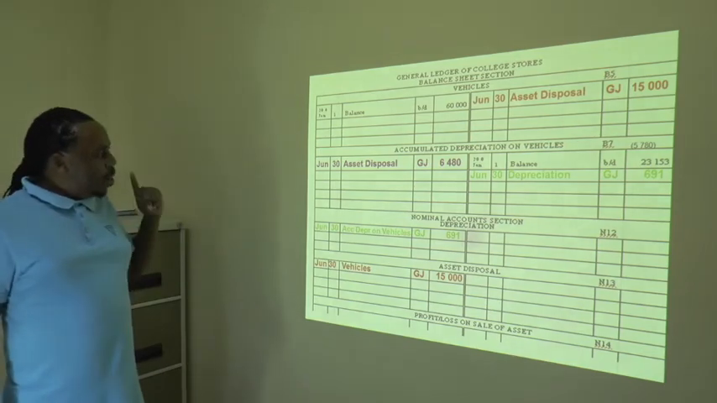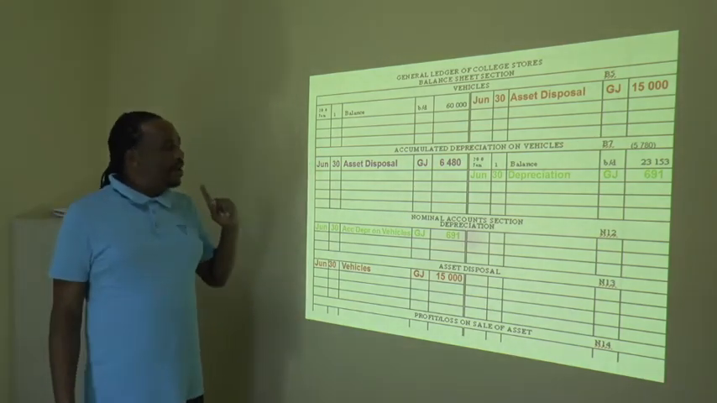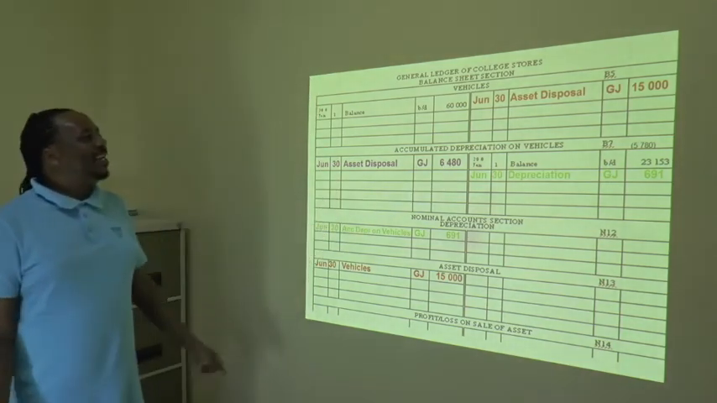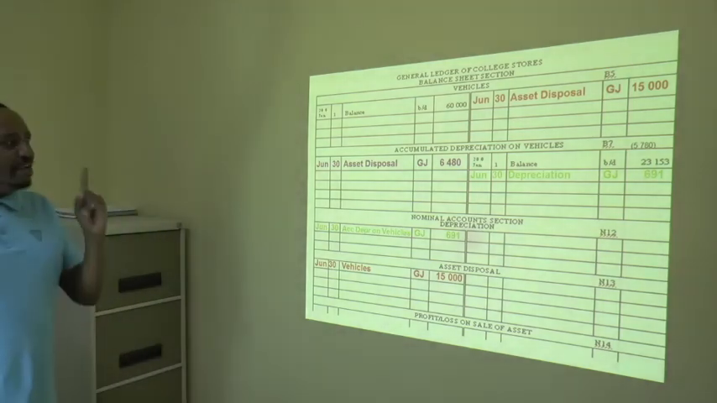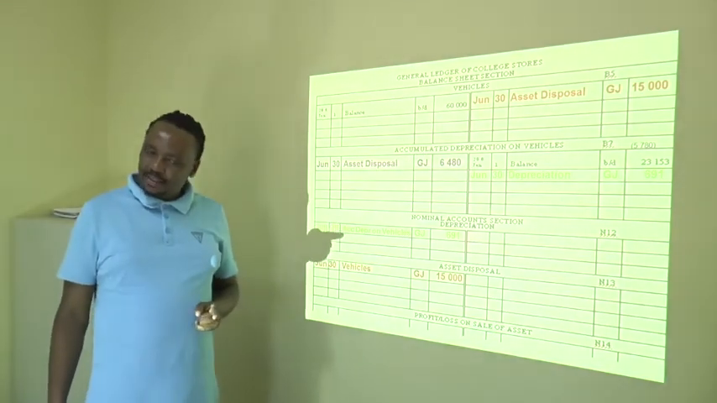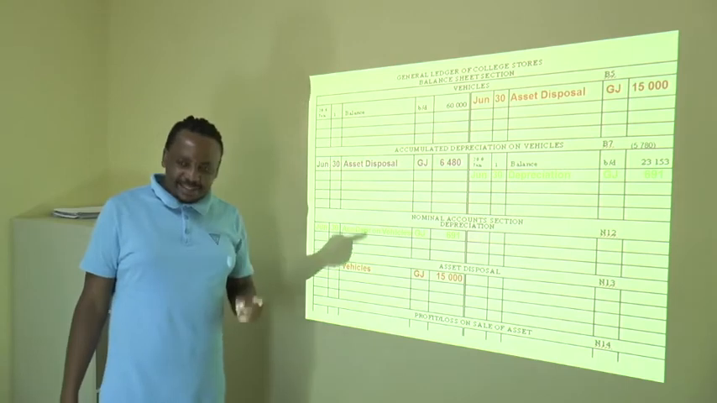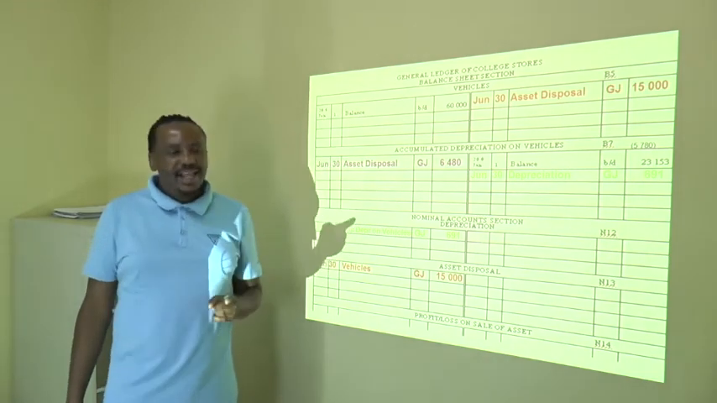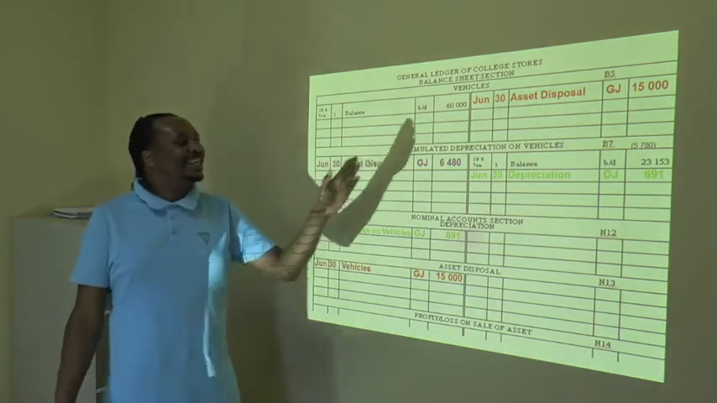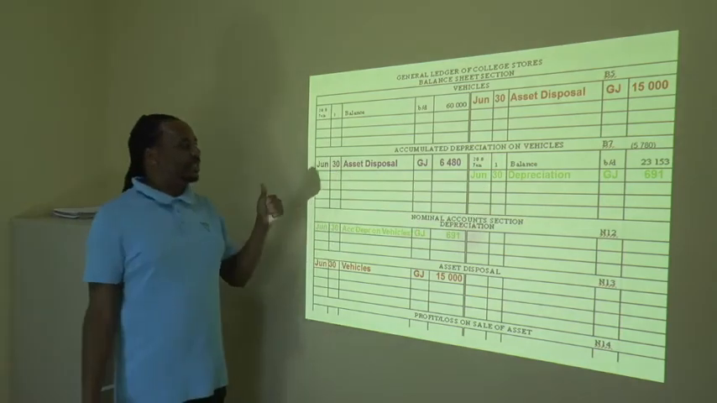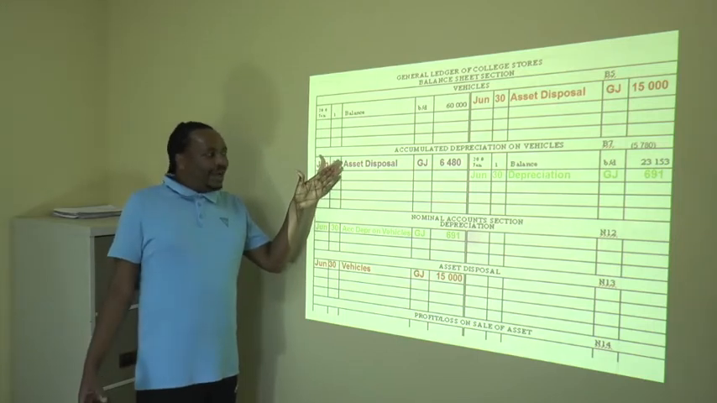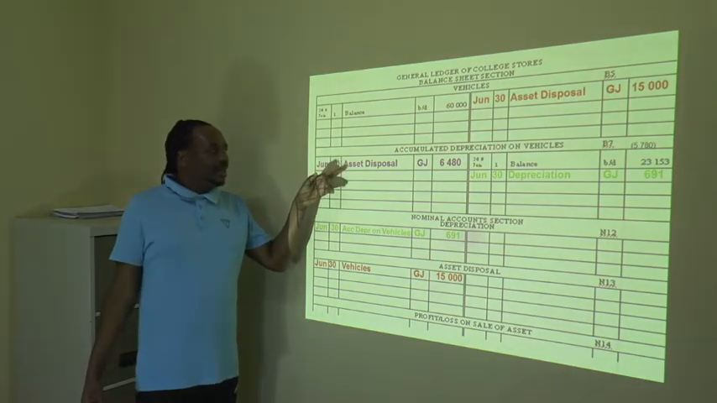So now I'm going to look at the one for that asset that's been disposed. This 6,480 is for that asset that has been disposed. Remember, I said to you, accumulated depreciation is an asset, but a special type of asset that increases on the credit side and decreases on the debit side. So now it decreases on the debit side. What decreases this accumulated depreciation is an asset disposal.